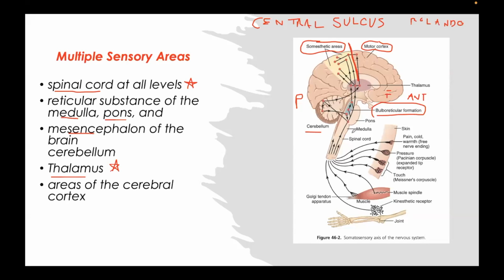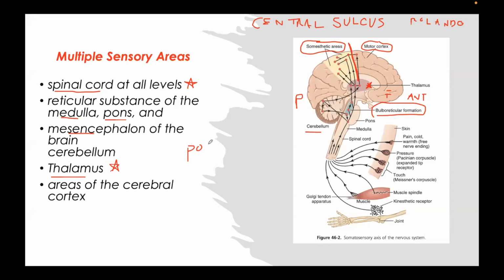Okay, now here is the bulboreticular formation, which of course you can find in the medulla, the pons, as well as the mesencephalon. Now here we have the thalamus. I'm going to put an X here, which is the major sensory relay area of the brain. Now I want to insert this because this came out about 3 exams ago.